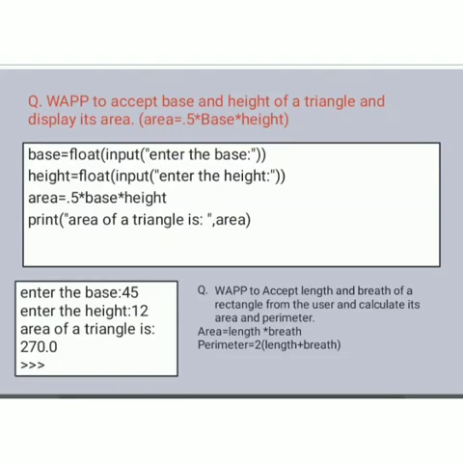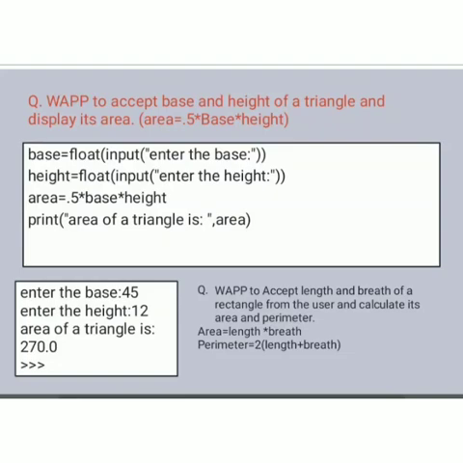You can have a look at the print statement once again. Print, area of a triangle is, we have a colon after that, and it is in the double quotes, so it will be printed as it is. After the comma, area, the calculated area will be there, the answer will be there, the result will be there. So 270.0 is the result. Have you understood this question?